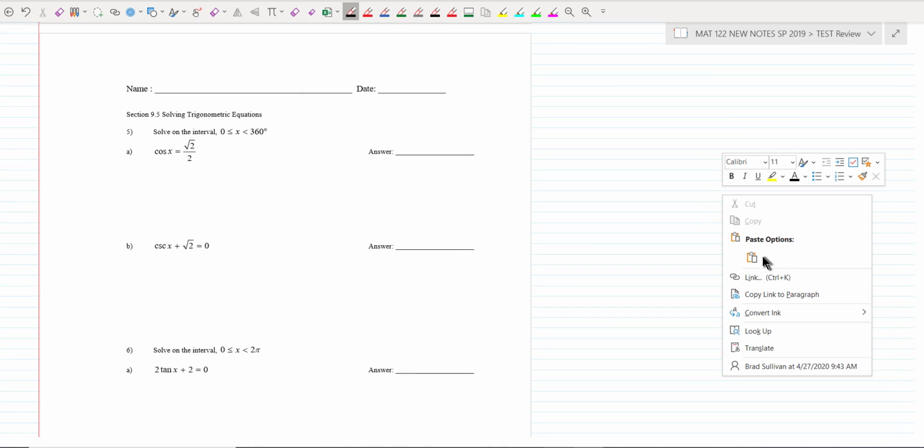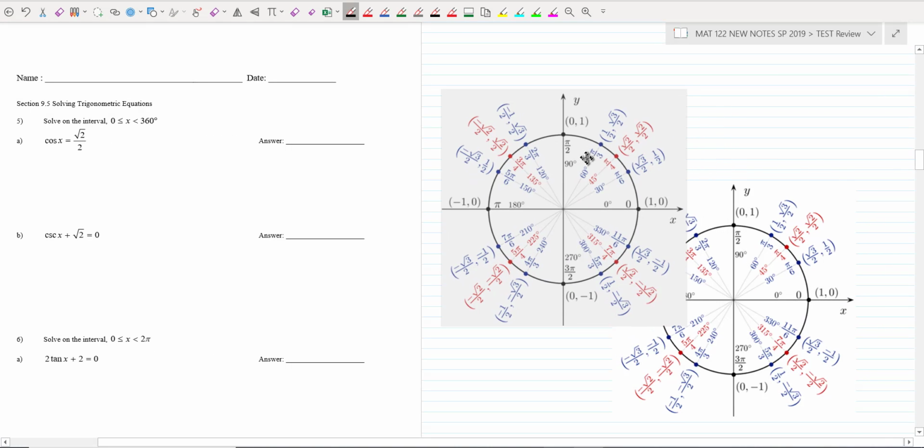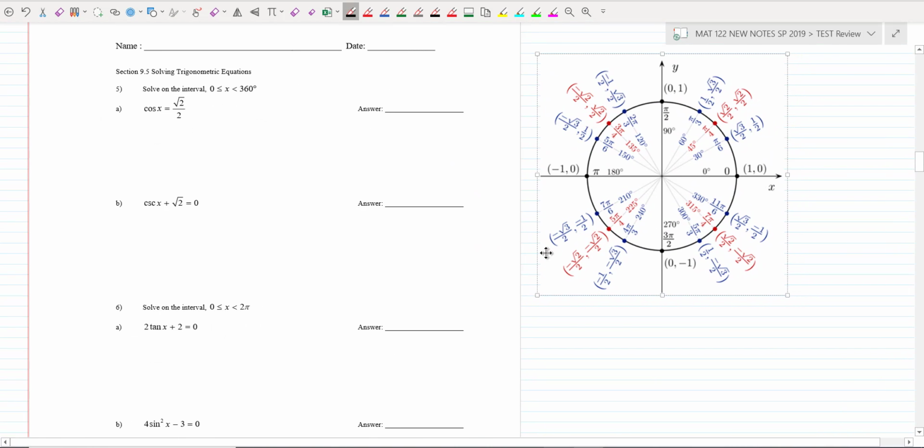Most of these things are designed so that you can get the answer by interpreting the unit circle. So the first one's real simple. This one, you want to solve on this interval. You want to find all the solutions to this equation in degrees from 0 to 360. Now this one, there's not really any work to show. You just interpret the unit circle.